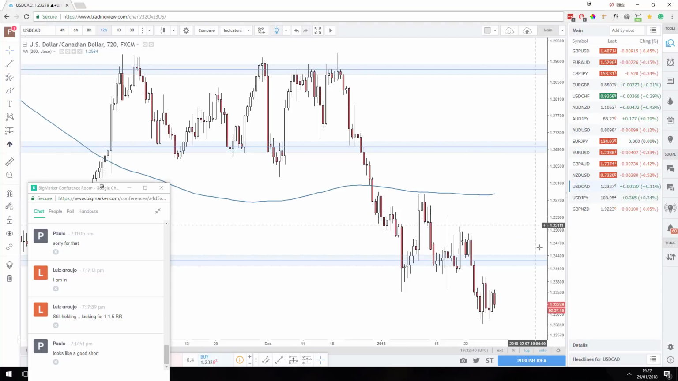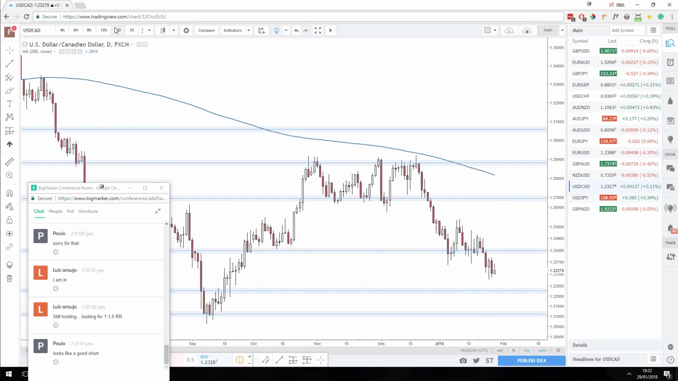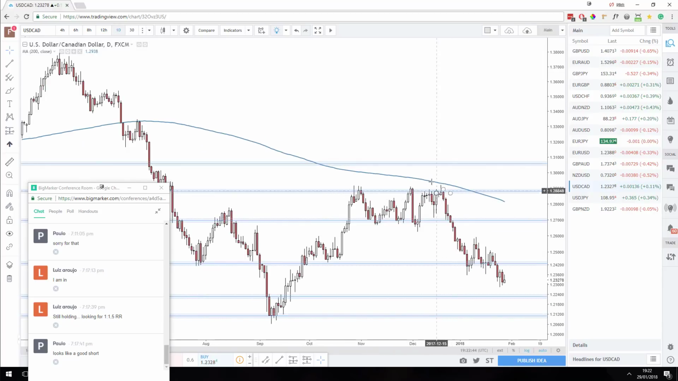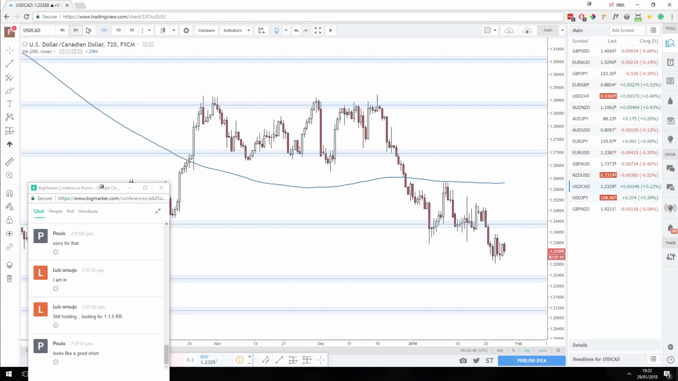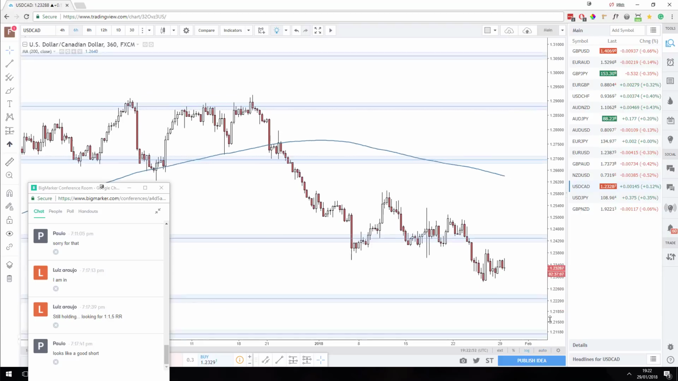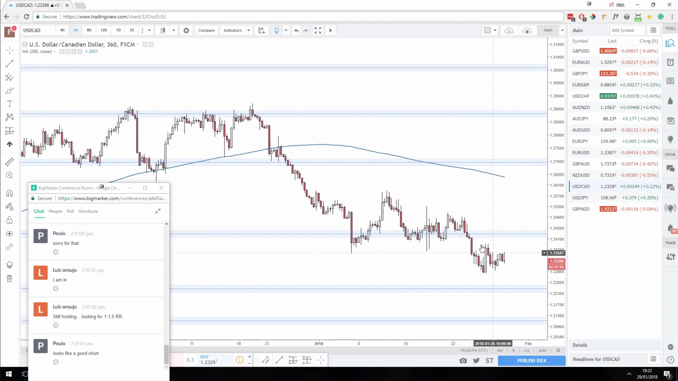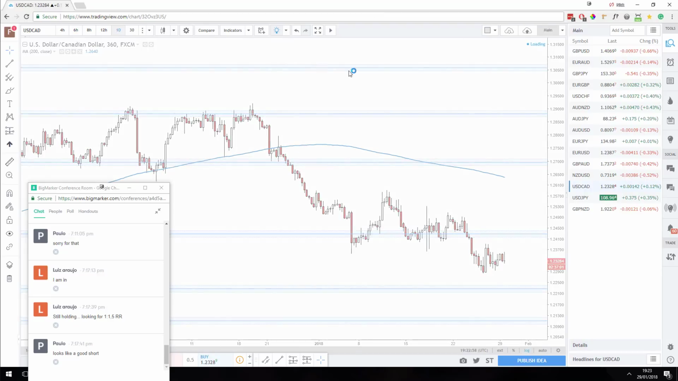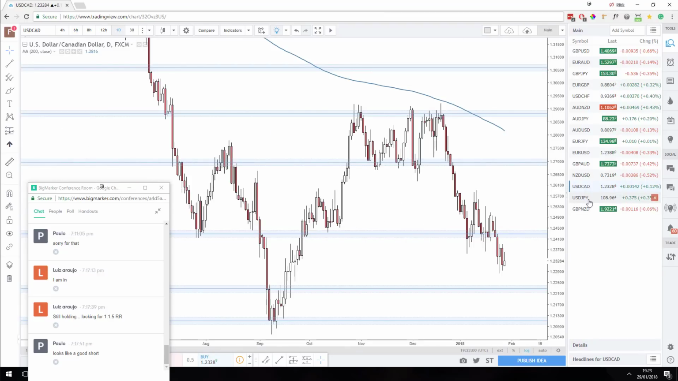All right, USD CAD. Trending down, broken below support finally. But right now it's in between the support resistance areas, and it's fallen into this little bit of a range. So not really much we can do with this right now.